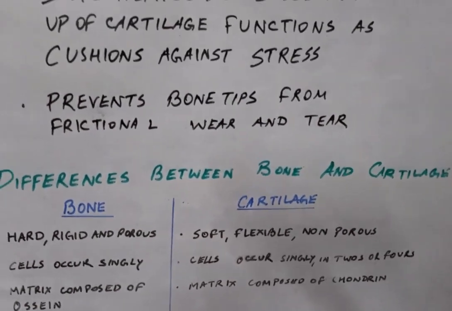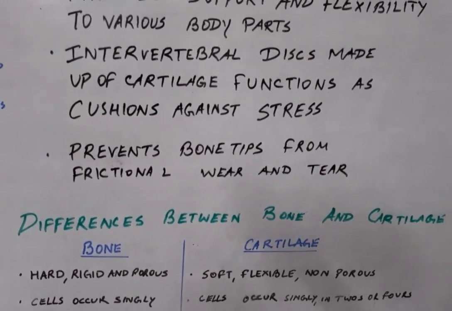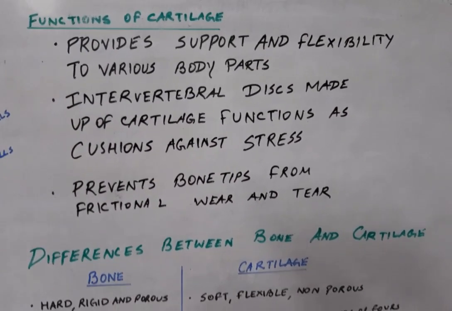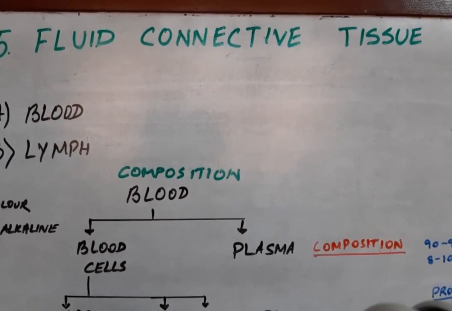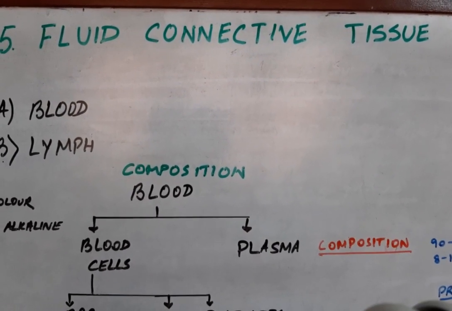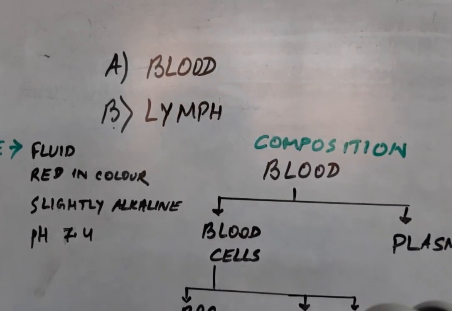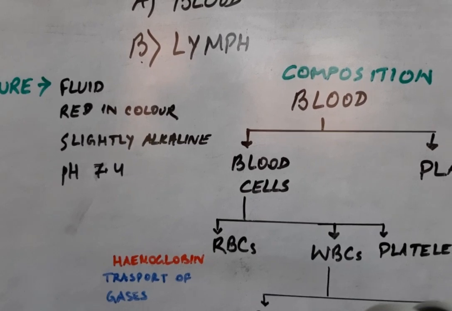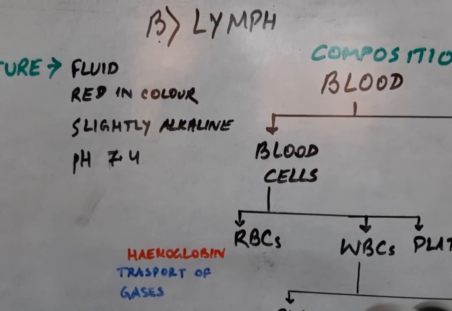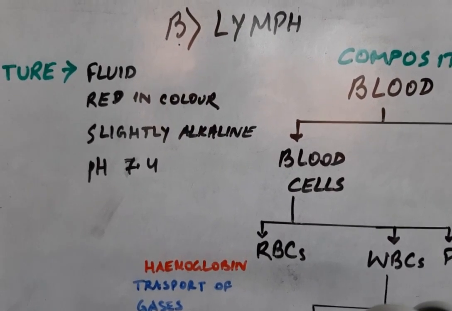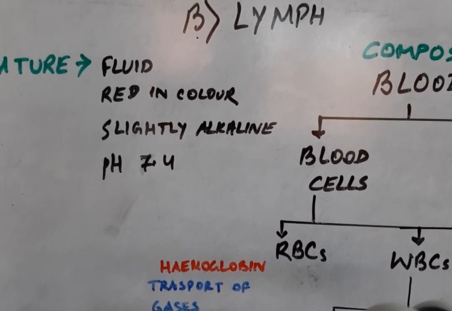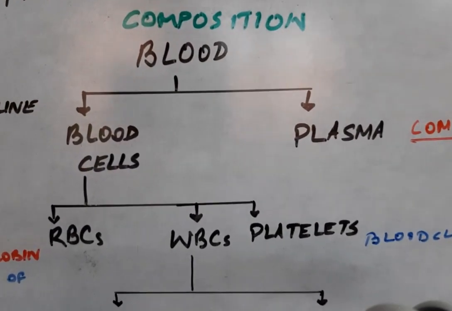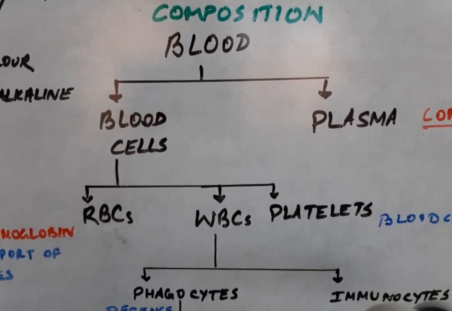Now let's have a look at the last type of connective tissue, that is fluid connective tissue, blood and lymph. The fifth type of connective tissue is the fluid connective tissue, which is mainly of two types, blood and lymph. First let us look at blood. Blood is fluid in nature, red in color due to the presence of hemoglobin. It is slightly alkaline, having a pH of 7.4. Blood is composed of two main things, blood plasma and blood cells or blood corpuscles.